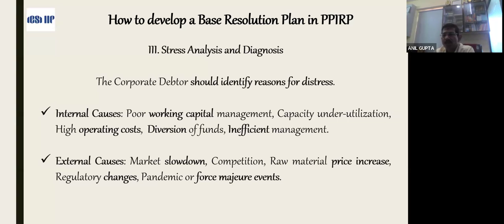Sometimes there are regulatory changes, whether by the MCA or the RBI or whatever the regulators are, the power sector regulatory authority, or real estate. Regulatory changes also affect companies, and some companies have turned non-profit. Pandemic or force majeure events: on account of the pandemic, some companies have turned into non-performing assets. That is also one reason.